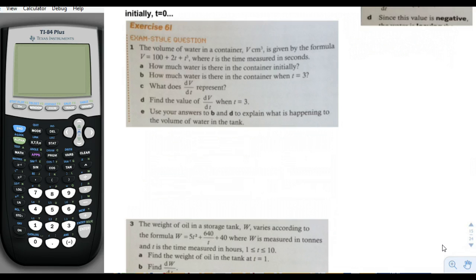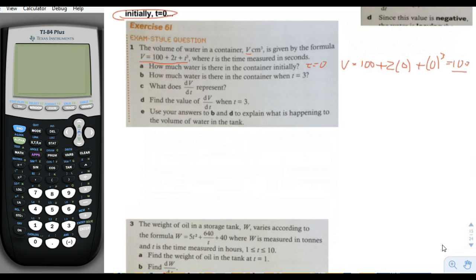The volume of water in a container, V centimeters cubed, is given by the formula V equals 100 plus 2t plus t cubed, where t is the time measured in seconds. How much water is in the container initially? Basically they're saying at time equals 0, what's V? So V is equal to 100 plus 2 times 0 plus 0 cubed, which is equal to 100. So the volume is equal to 100 in the beginning.